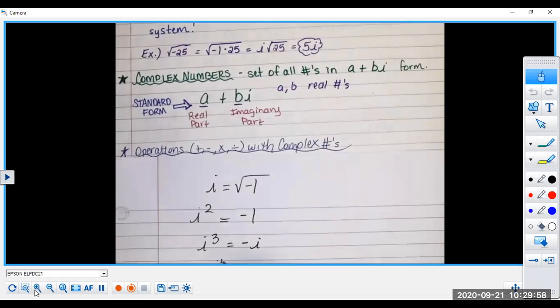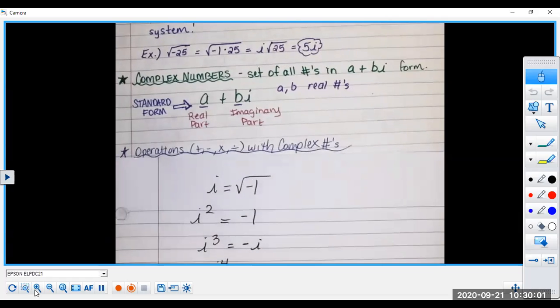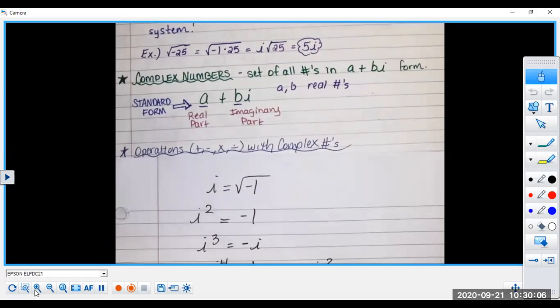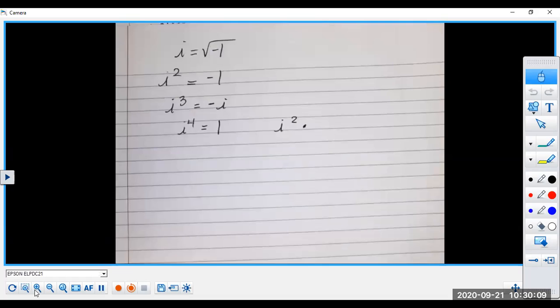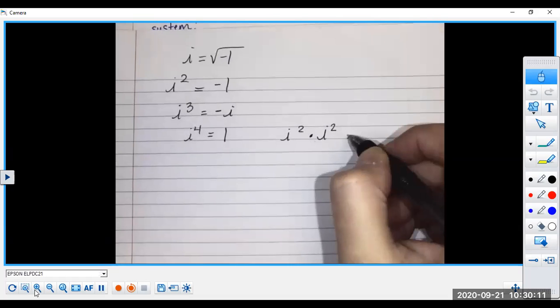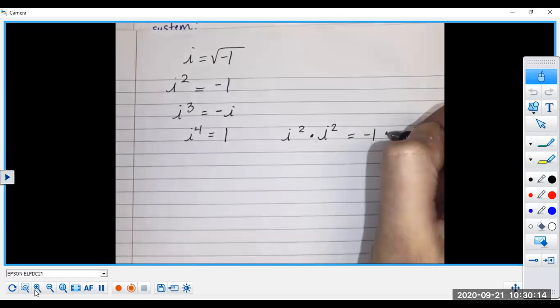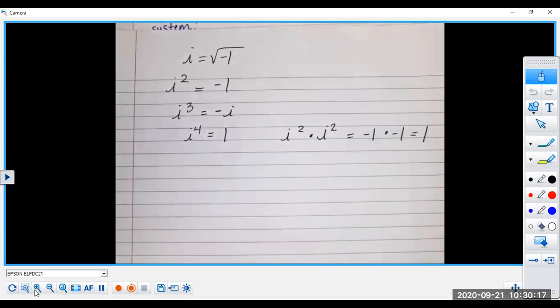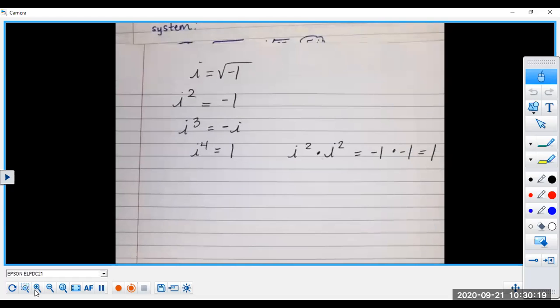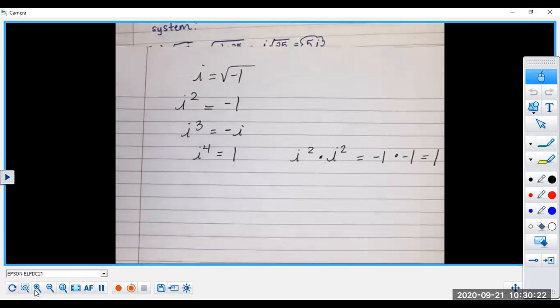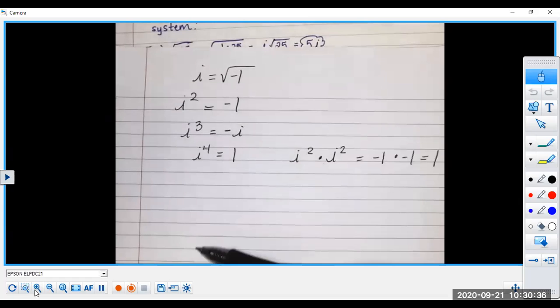What would i to the fourth be? 1, because i to the fourth is i squared times i squared, and we know that i squared was negative 1. So negative 1 times negative 1 gives you 1. Really, the highest power you might see is 4, but there's actually a pattern. I have seen the ACT ask questions like, what is i to the 75th power? You can keep going, and all of these answers create a pattern and repeat.